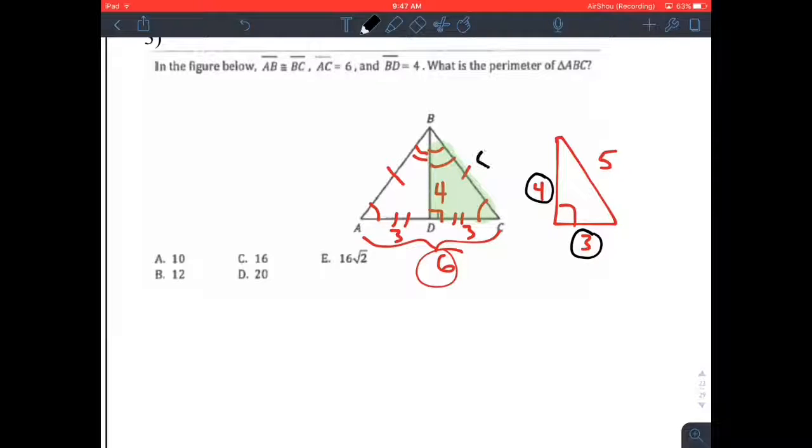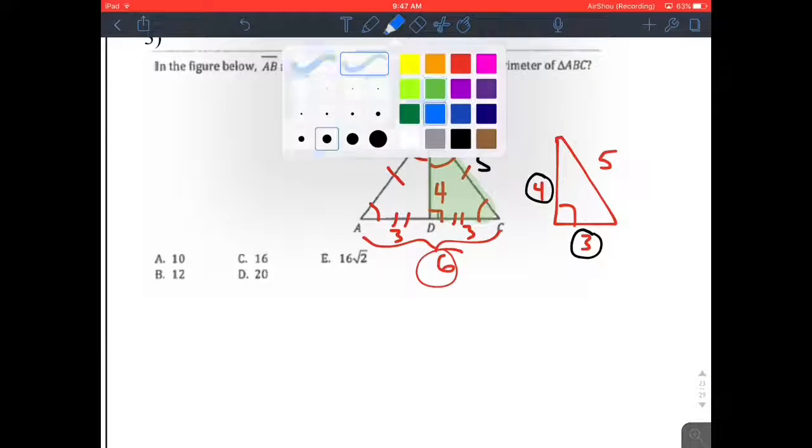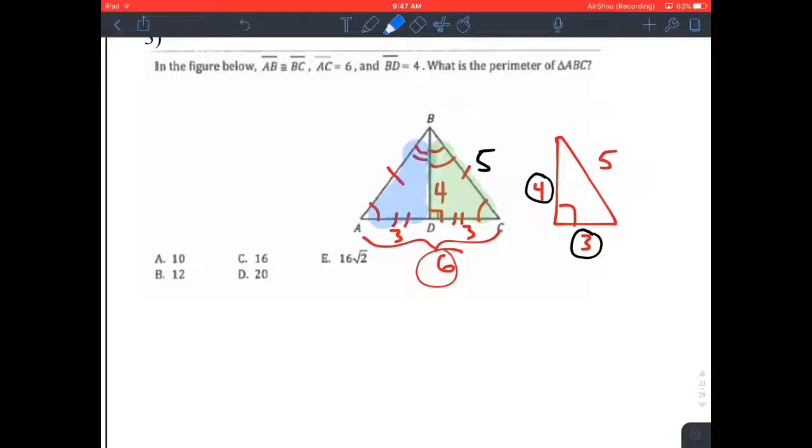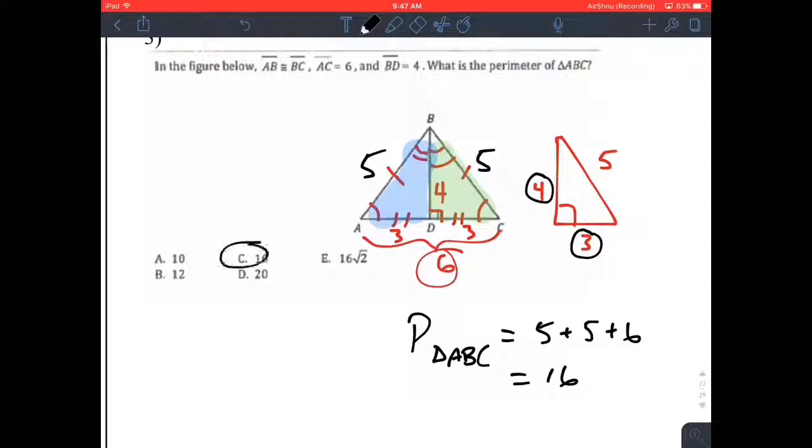So if we know that's 5, these two triangles are the same, that green triangle and this blue triangle, so this is also 5. That's for the perimeter of ABC. So the perimeter of triangle ABC is 5 plus 5 plus 6, which of course is 16. Boom.